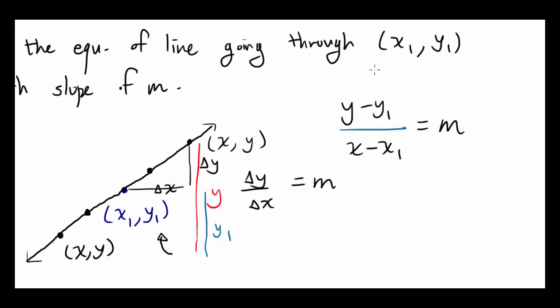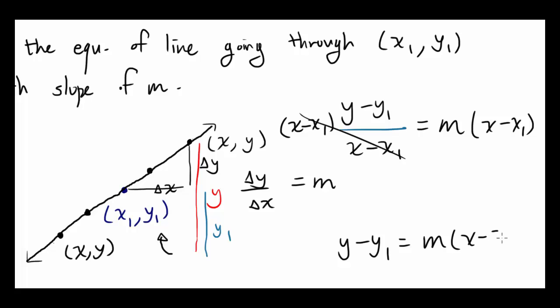But how can we make it look better? We don't want any fractions. I mean, you can have fractions, but it doesn't look as good as an equation without fractions. So let's multiply both sides by x minus x1 to get rid of the denominator on the left side. And that's going to get you y minus y1 is equal to m times x minus x1. And this is called the point slope form of a line.